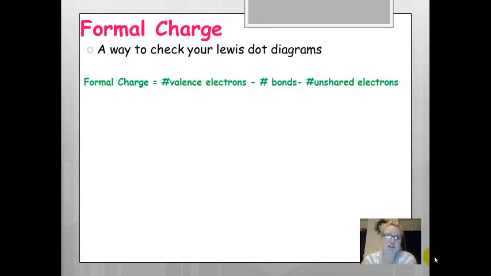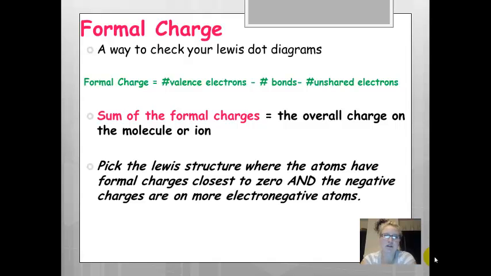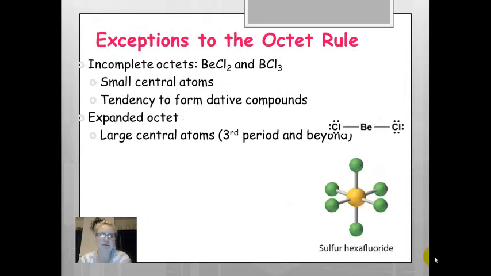So the formal charge on an atom is equal to the number of valence electrons for that element minus the number of bonds minus the number of unshared electrons. And the sum of the formal charges must equal the overall charge on the molecular ion. So when you have a Lewis structure that you're not quite sure which one is correct, you pick the Lewis structure where the atoms have formal charges closest to 0 and the negative charges are on the more electronegative atoms.